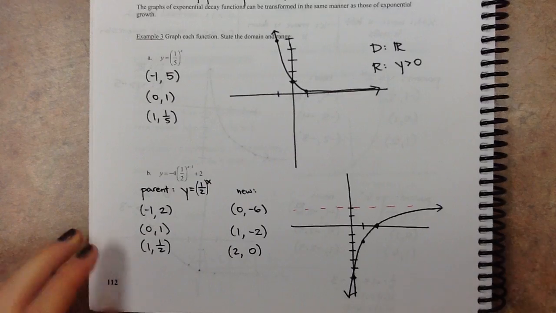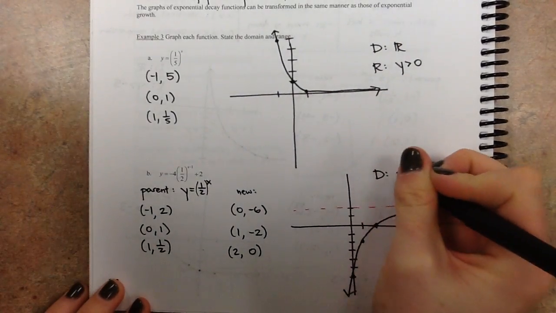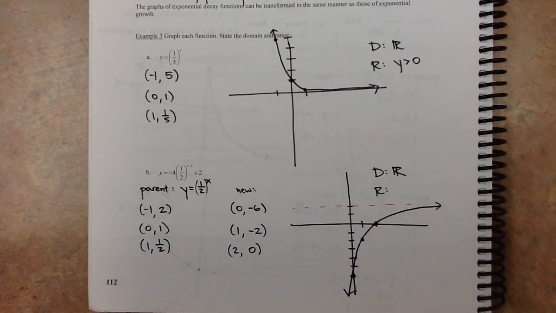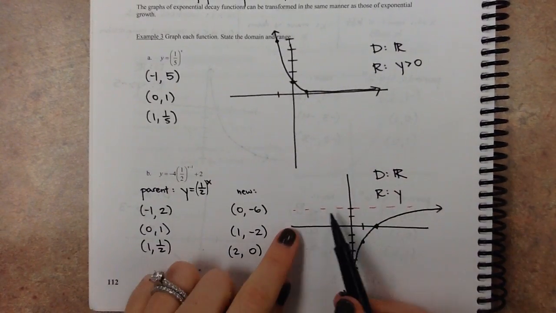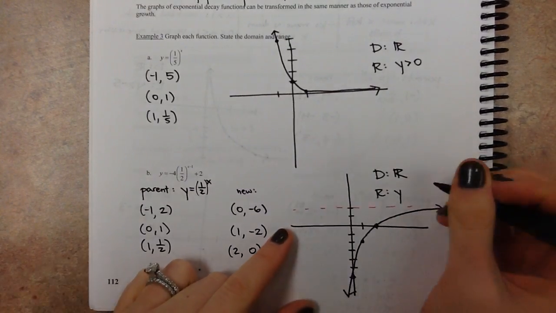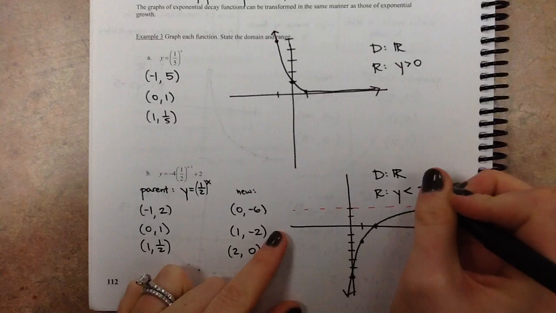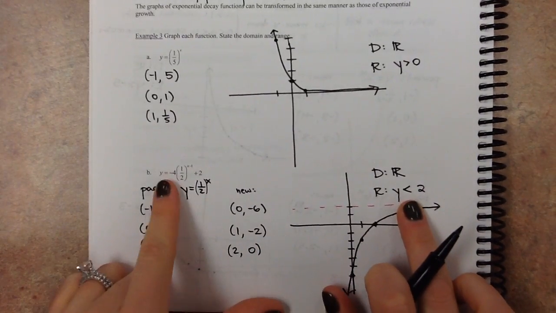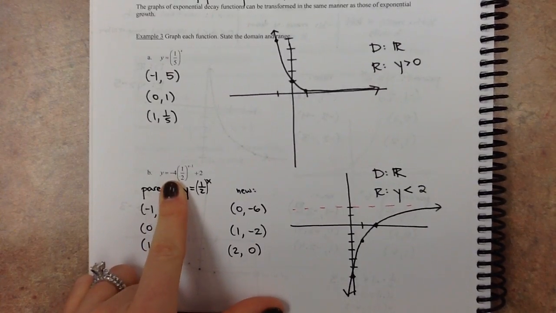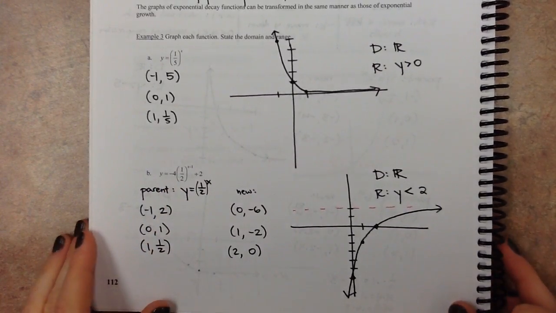Okay, so let's be careful with this domain and range. So our domain, always all reals, that will never ever change with exponentials. Our range, our highest value is 2, and then the graph goes down from there. So this will actually be y is less than 2. This is our first less than, and that's because we have a negative out front, which means our graph flipped as well as stretched. All right, so we are all set with this section.